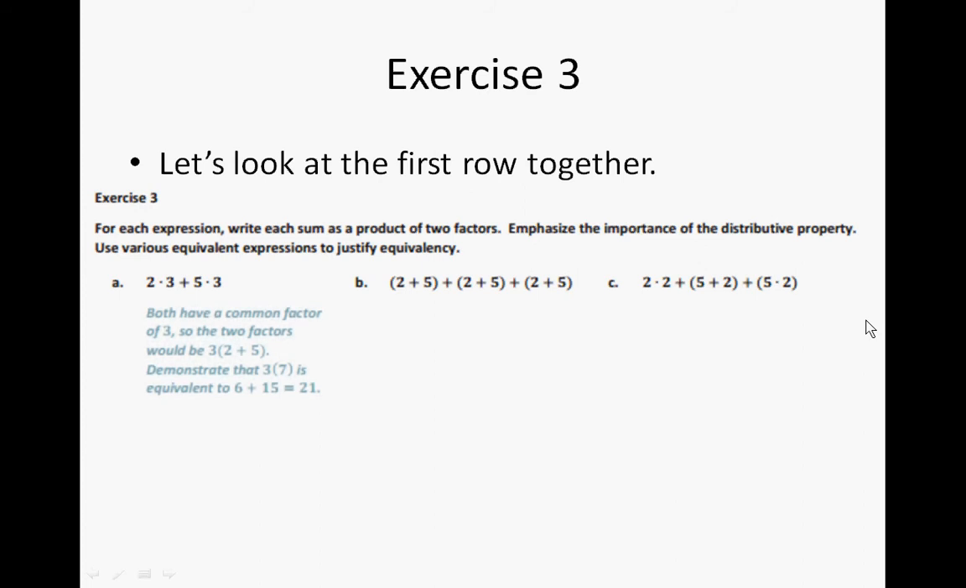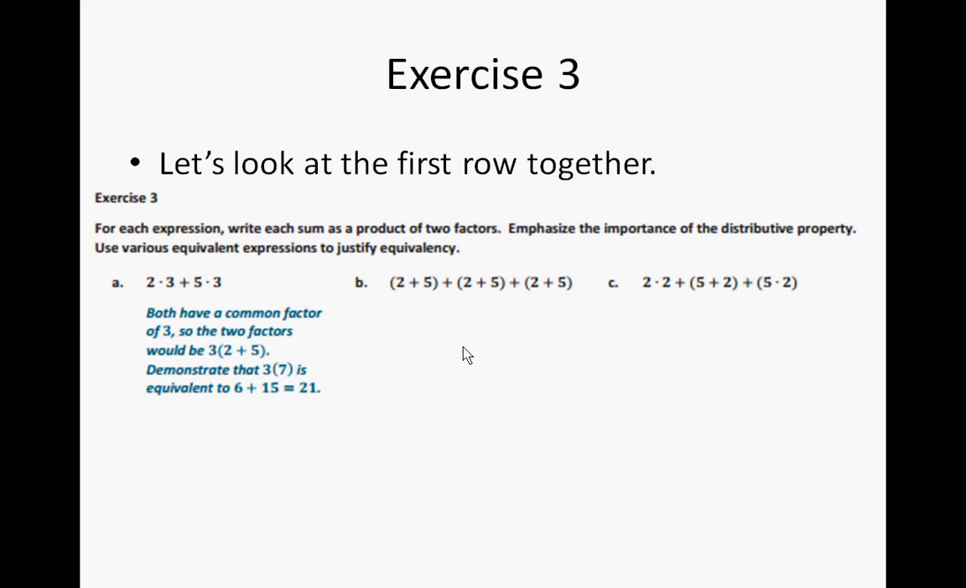So for part A, both of them have a common factor of 3, so the two factors would be 3 times the quantity of 2 plus 5. We can demonstrate that 3 times 7 is equivalent to 6 plus 15, which is 21. So that's what they mean by justifying equivalency, is to just go ahead and solve it. So in this case, 3 times 7, which is 21, is the same as doing 2 times 3, which is 6, and 5 times 3, which is 15, and 6 plus 15 equals 21.